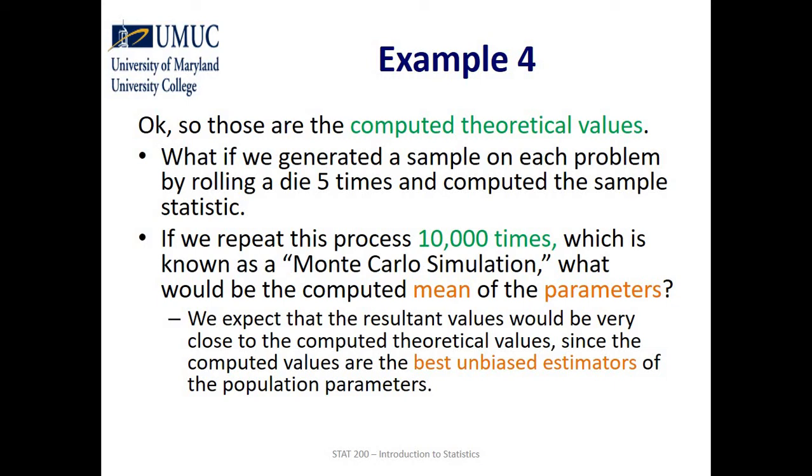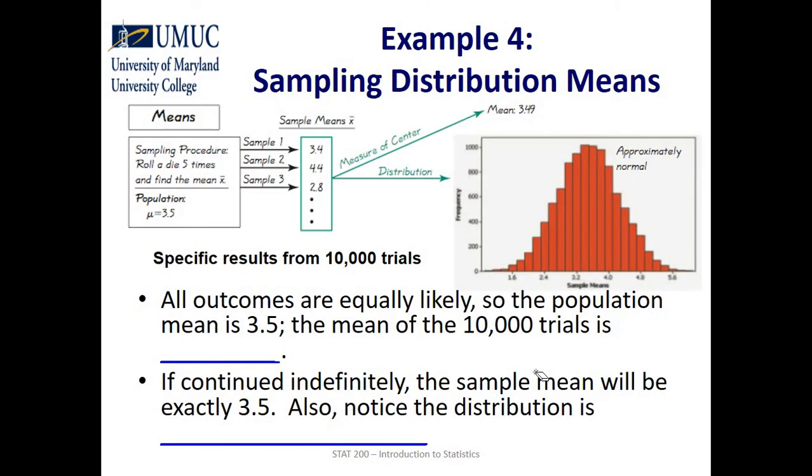What would be the computed mean of the parameters? Well, we expect the resultant values would be very close to our computed theoretical values, since the computed values are the best unbiased estimators of the population parameters. So the means of our sampling distribution values should target the population parameter, which is equal to the value we found when we computed the theoretical values. Okay, so let's look at this a little bit more.